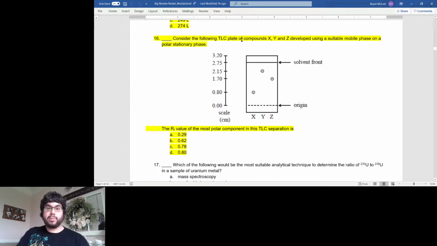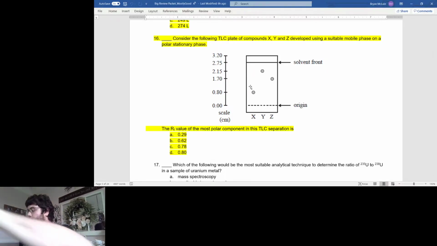consider the following TLC plate of compounds X, Y, and Z developed using a suitable mobile phase on a polar stationary phase. So they're saying that the paper is made primarily with polar compounds, and the mobile phase, therefore, would be made with non-polar compounds. That's just your stationary phase and your mobile phase have to be opposing. One has to be polar, one has to be non-polar. And so we want to figure out what is the, let me see, maybe I do have some math here. Oh, I do have a picture.